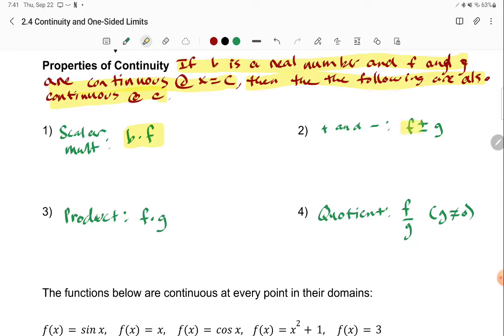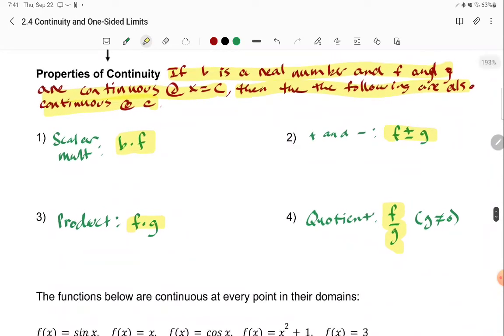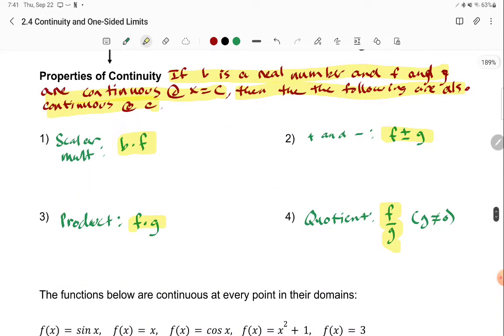If we add or subtract the functions together, then that function we get from adding them together will also be continuous. If we multiply them together, that new function will also be continuous. If we divide them, given g is not equal to 0, that new function will also be continuous. All right, so again, this looks very familiar. It should look very familiar to you. Just pause the video if you need to get these down so that they're in your notes.